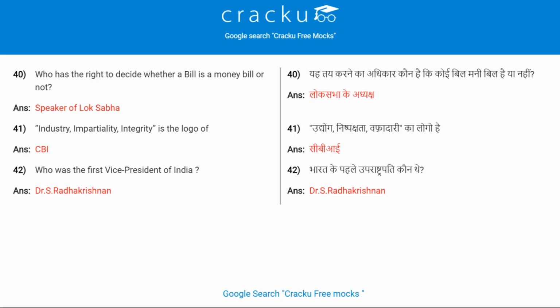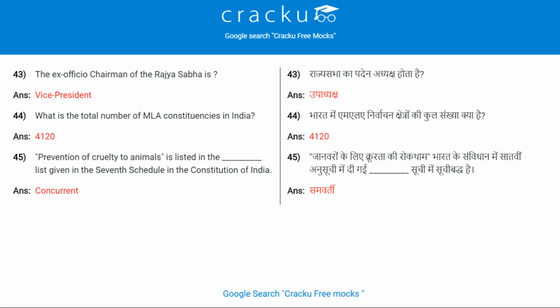Industry, impartiality, integrity is the logo of CBI. Who was the first Vice President of India? Dr. S. Radhakrishnan. The ex officio chairman of the Rajya Sabha is the Vice President. What is the total number of MLA constituencies in India?